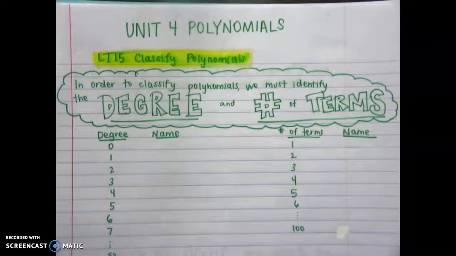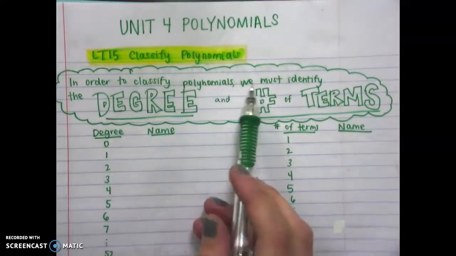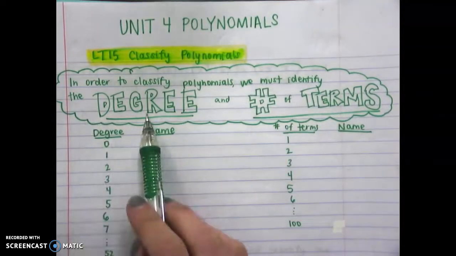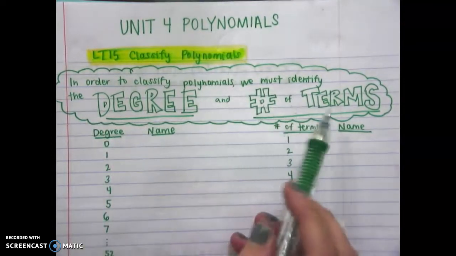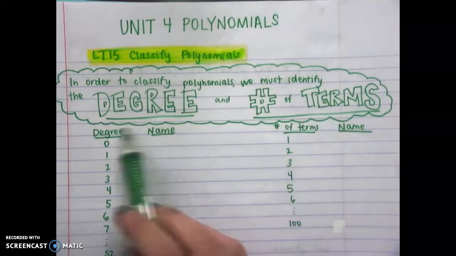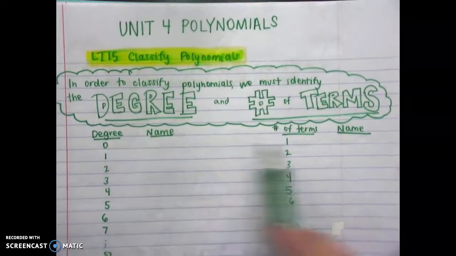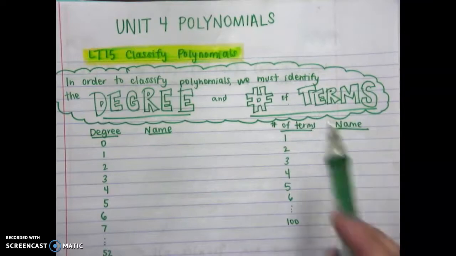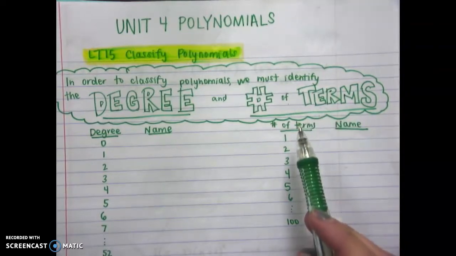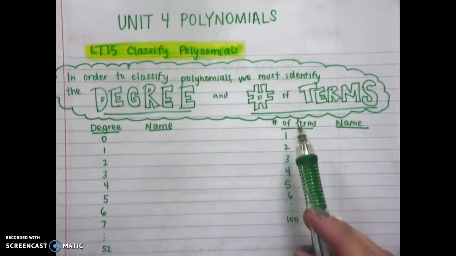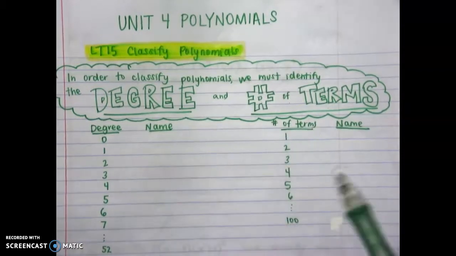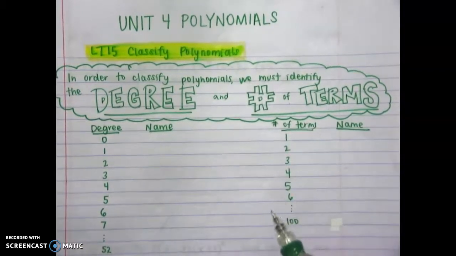Today we're starting Unit 4, Polynomials, and the first learning target is learning target 15, how to classify polynomials. In order to classify polynomials, we must identify the degree and the number of terms. The degree gives you the first name of the polynomial. The number of terms gives you the second name of the polynomial. Feel free to stop this video and take notes as you are working. All of these notes should be in your notebook by the time we come back to school on Monday.